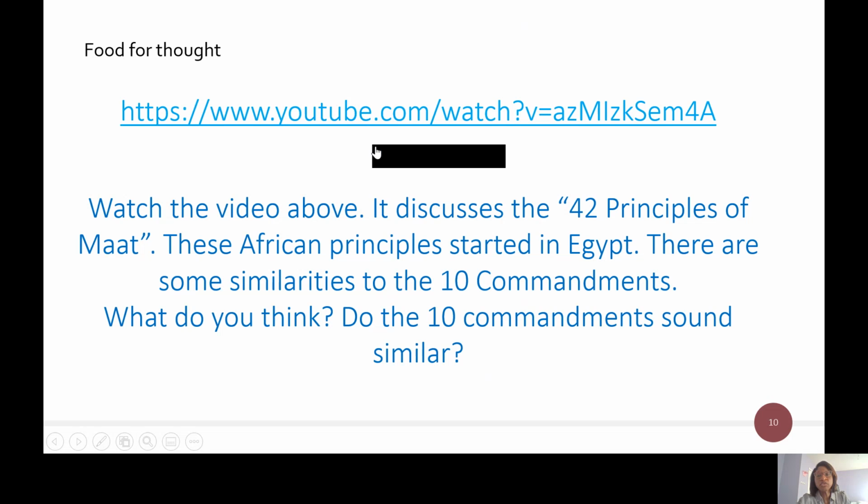And these African principles started in Egypt. They have a lot of similarities to the 10 Commandments. And I want you to just take a look at that. It's interesting to see what you might think about that and see if the 10 Commandments sound similar to those 42 principles of Ma'at. And it's thought that these African principles started in Egypt, even around that time frame when these things were occurring. Isn't that interesting?